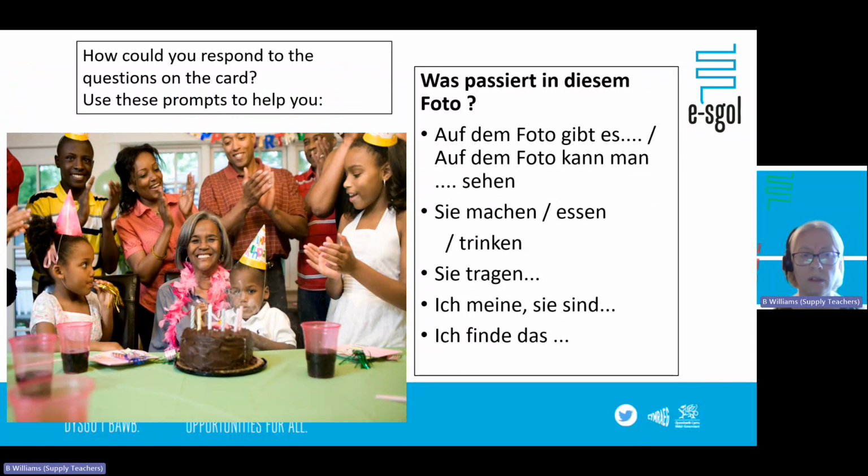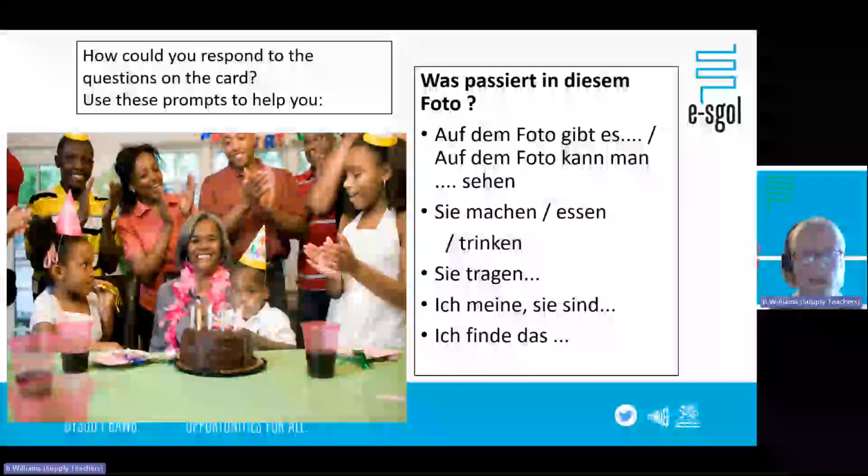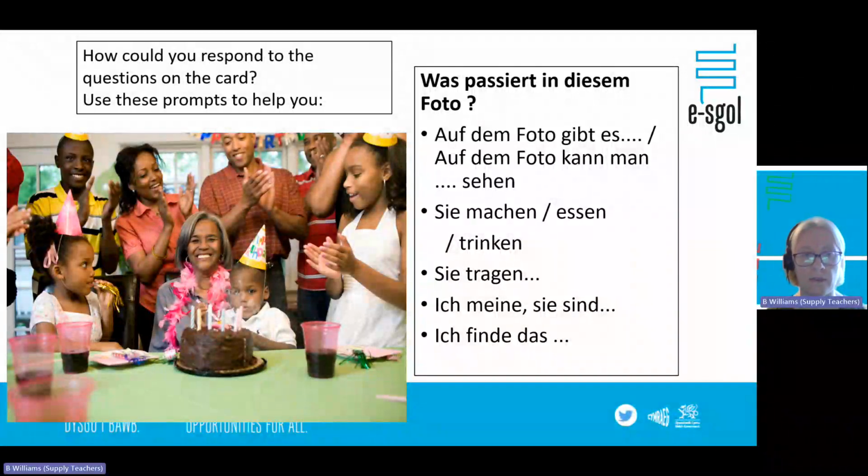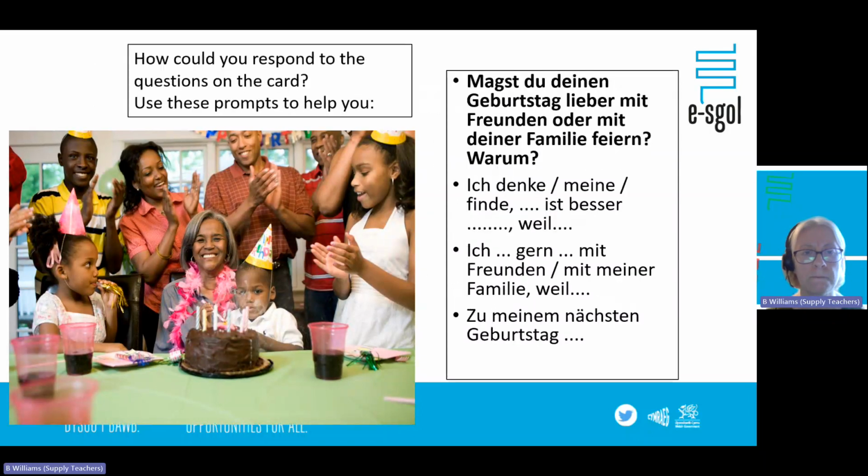So how could you respond to the "Was passiert in diesem Foto?" question? You could use some of these beginnings of sentences. So, auf dem Foto gibt es, auf dem Foto kann man something sehen. What are they doing? So sie machen, sie essen, sie trinken. What are they wearing? So sie tragen. Ich meine, sie sind, ich finde das. So all of these structures are ways of beginning your answers. You could have used them or others from the knowledge organisers.